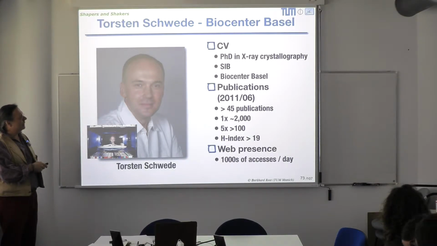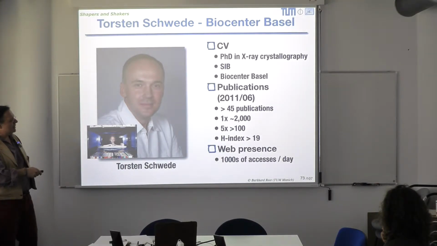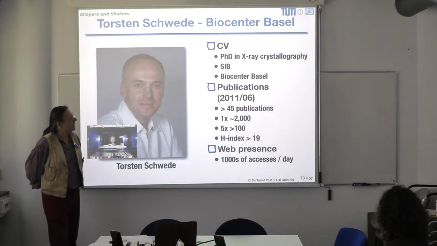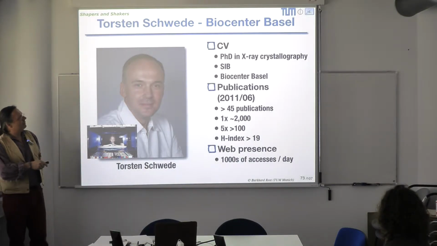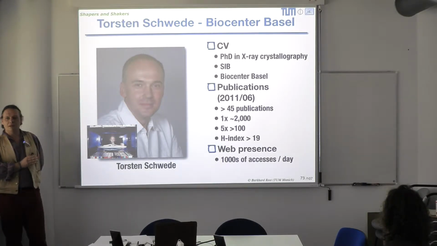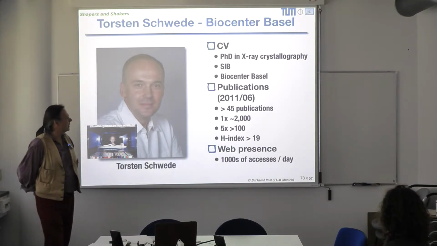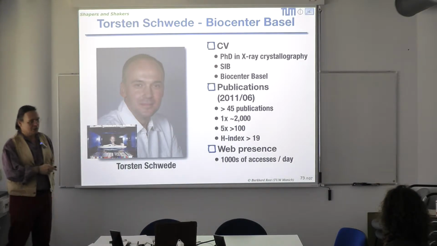Overall, in 2011, only 45 publications. One, however, cited over 2,000 times. The H-index is not that impressive, maybe, but the web presence is. Websites that have over 1,000 access points every day. Another point that is very peculiar about Thorsten, he did his PhD in experimental structural biology, X-ray crystallography. So he's an experimentalist turned informatician or computer scientist. And that is his creed today.